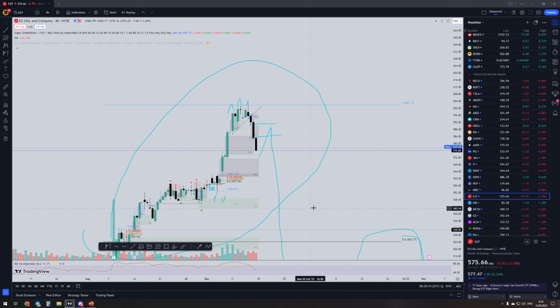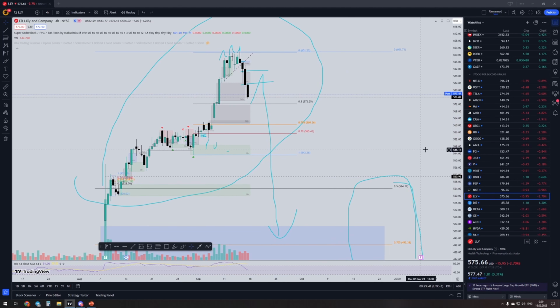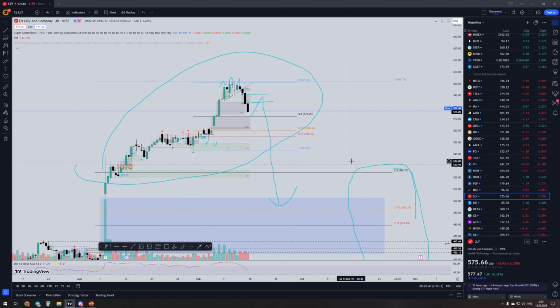But as you can see, we can check our local premium discount. As local premium discount, this was in a premium market. But the next fair value gap will be in a discount market. So probably we'll have a reaction to fulfill this imbalance, and our next target will be this gap.